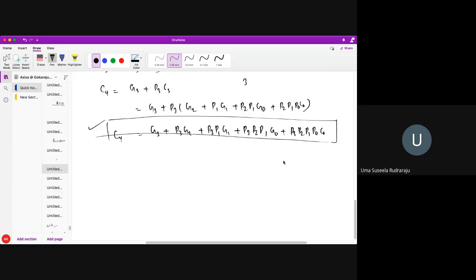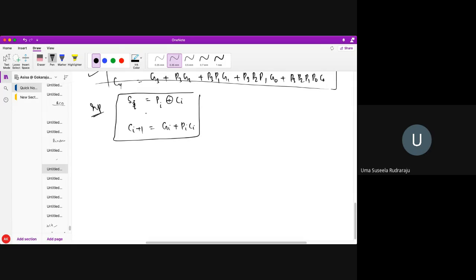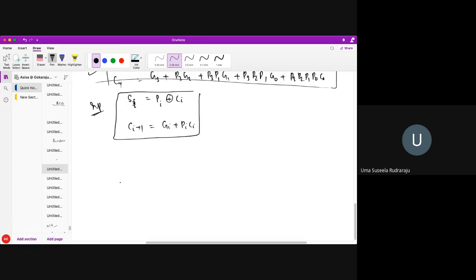As I told you, the complete CLA is going to be designed with the help of two equations. One is Si, which is nothing else but Pi XOR Ci, and C(i+1) is Gi plus Pi Ci. So this is the basic equation for designing the CLA. Do you all understand? There will always be 4 levels to design the CLA. So please see here what I am doing.